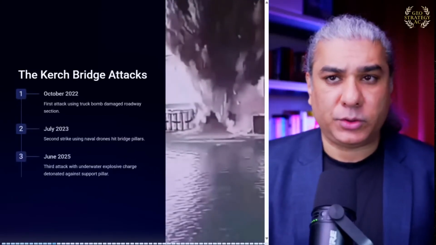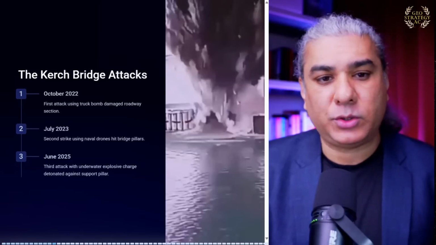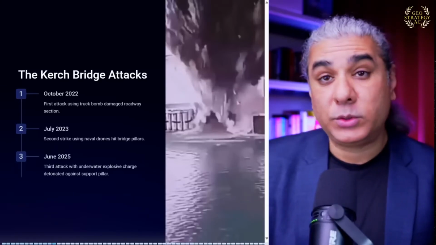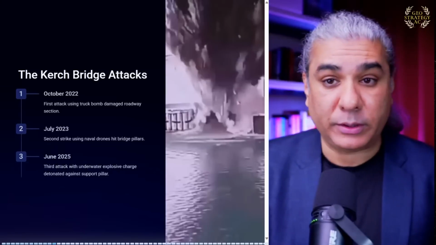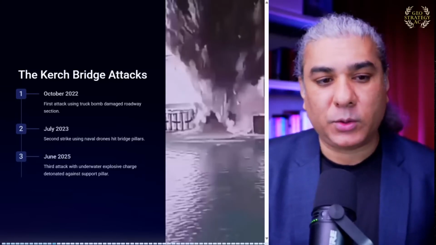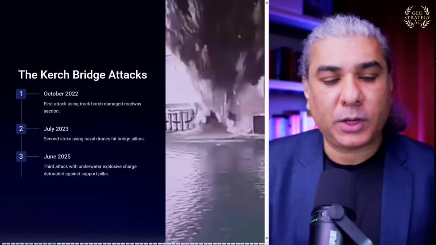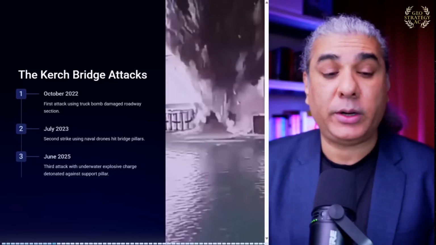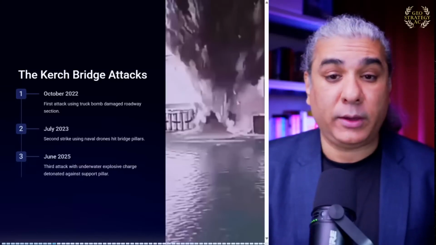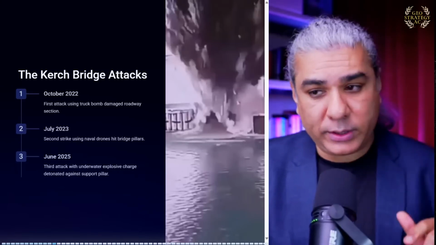So now, the Kerch Bridge attacks. Let's take a look at these. The first one happened in October 2022. It used a truck bomb and it damaged a part of the roadway section of the Kerch Bridge. The second attack happened in July 2023. It used naval drones and hit pillars of the bridge, but the bridge continued to be more or less operational. Now, just a few days ago, in June 2025, the third attack happened with a massive 1,000 kilo plus underwater explosive charge, which was detonated against a support pillar of the bridge. And now the Ukrainians are claiming that the bridge is crippled. The Russians seem to be claiming that the bridge is still okay for use, but it's the third such strike.